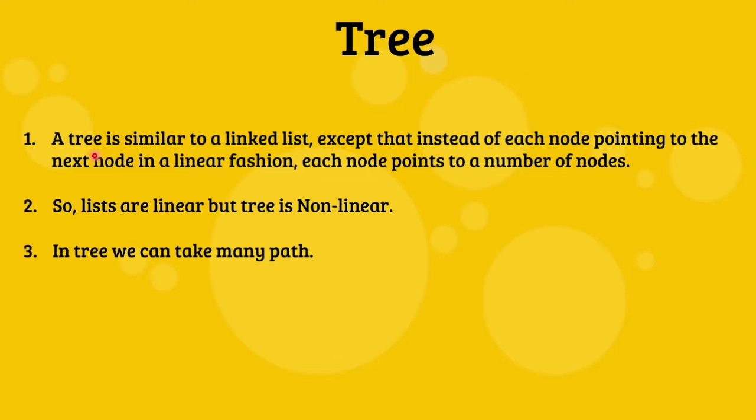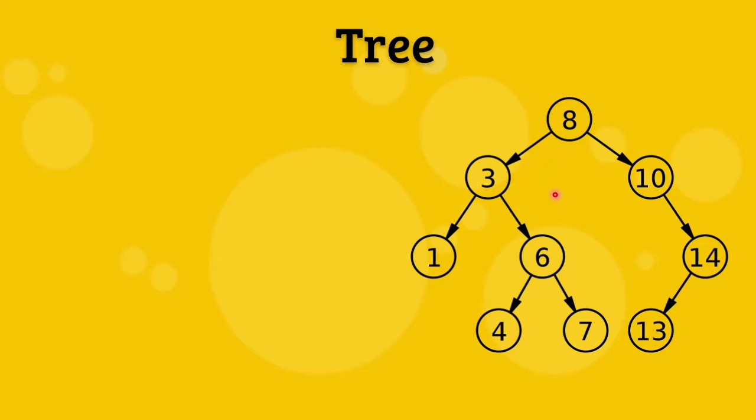So a tree is similar to a linked list except that instead of each node pointing to the next node in a linear fashion, each node points to a number of nodes. So each node can point toward a number of nodes instead of just pointing towards a single node. And in a tree we can take multiple paths. Once our definition of a tree is clear, let's understand its terminology.